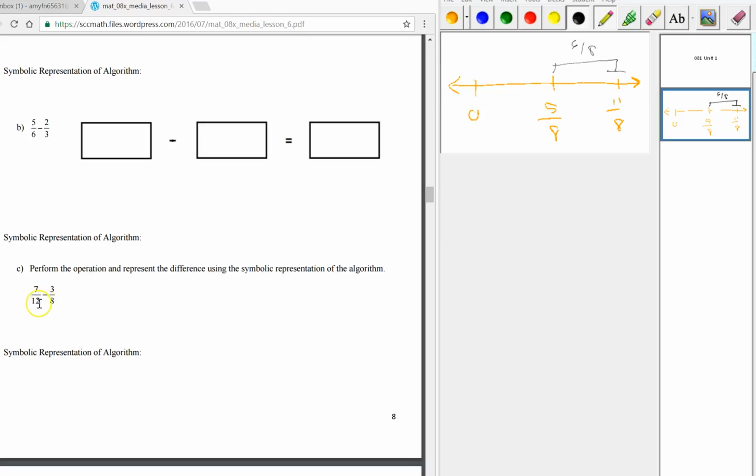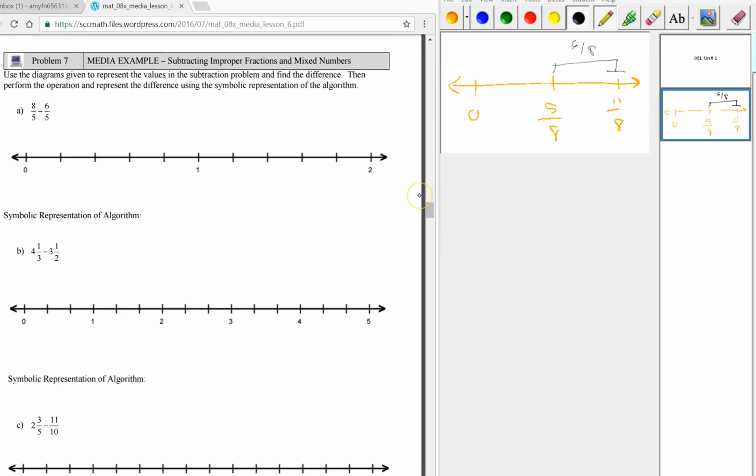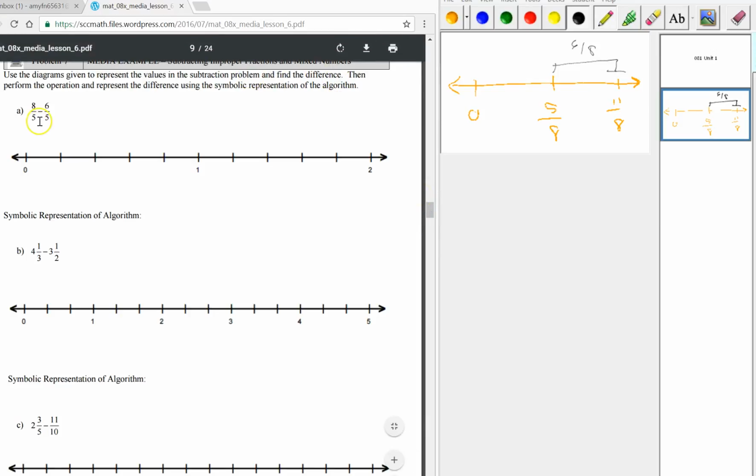and hopefully they'll be able to visualize, well, we cut all the 12s into 2 pieces, that gives us 24. Cut all of the 8 pieces into 3 pieces, which gives us 24. So if you can imagine that, hopefully they can too, based on this idea. They can draw it out, but again, 24 pieces gets a little bit ugly, and then setting it up. Okay, here we have subtracting improper fractions and mixed numbers.